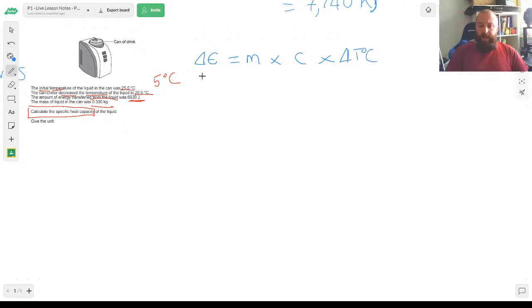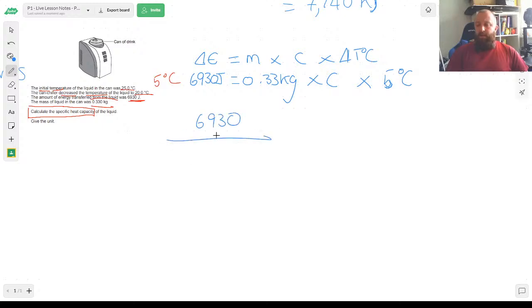My energy, it tells me, is 6930 joules. The mass is 0.33 kilograms, multiplied by C, and I don't know C, but I know that my change in temperature was 5 degrees Celsius. So I need to be able to rearrange this. 6930. Now it's up to you how you do it. I would generally multiply 0.33 by 5 and then divide. But I'm not going to this time because I want you to see a different way. So 0.33 times 5 equals C.